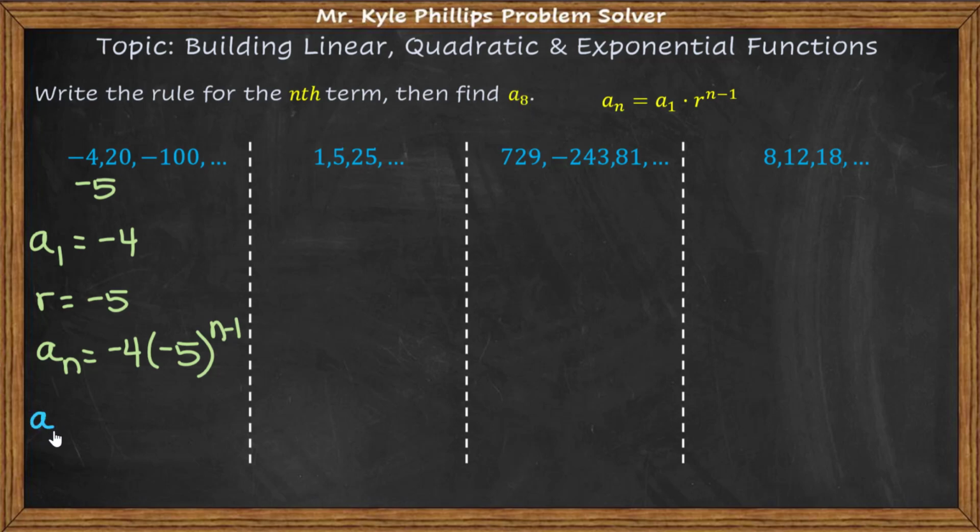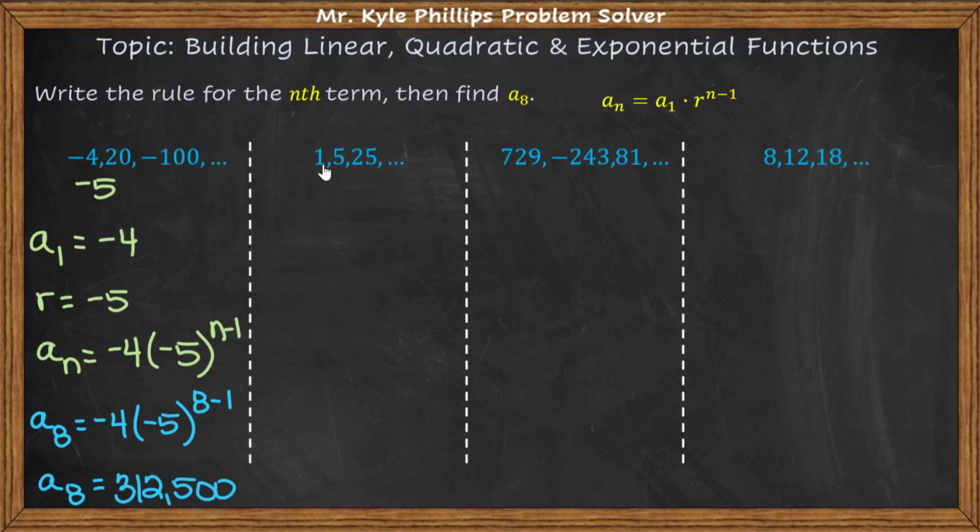So in order to find the eighth term, here I would say this is going to be -4 times -5 raised to the 8 minus 1. So my eighth term here is going to be -4 times -5 raised to the 7th power. And that is going to be 312,500.